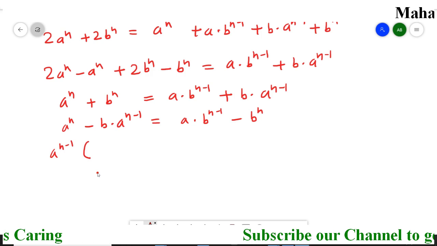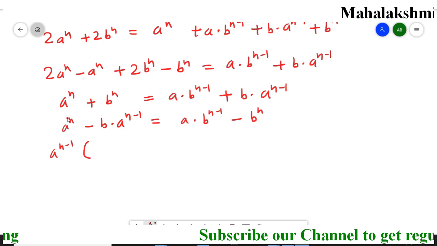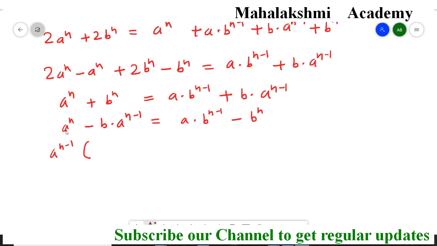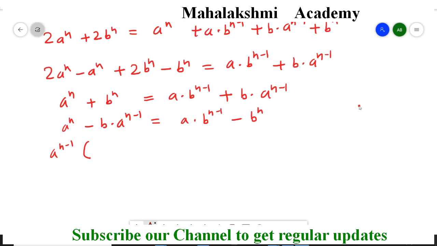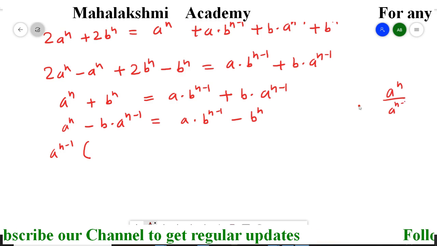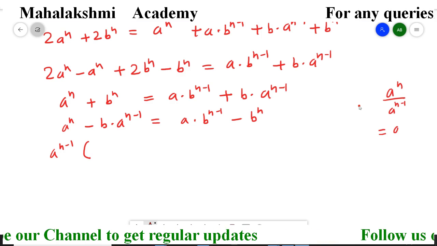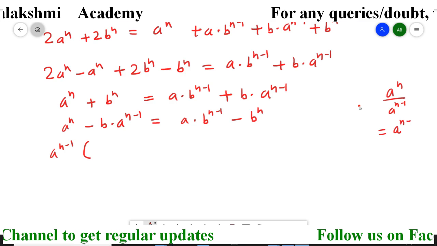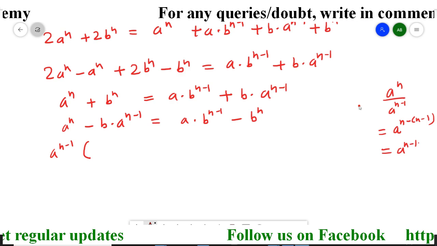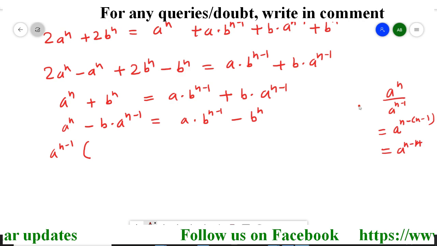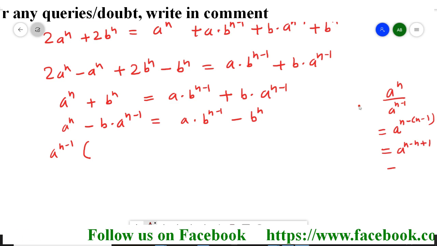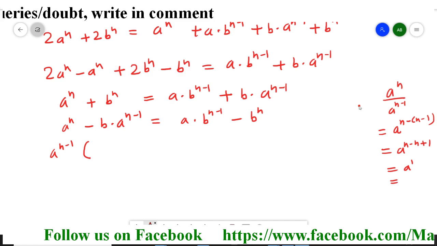Now here, from this a to the power n, you took a to the power n minus 1 common. So what remains? For that you just divide them. So when you divide, you just see the divide I am doing here. a to the power n divided by a to the power n minus 1. So powers will get subtracted. So n minus (n minus 1). It got untidy, I'll write again. n minus n plus 1. So you will get only a to the power 1, that is a.